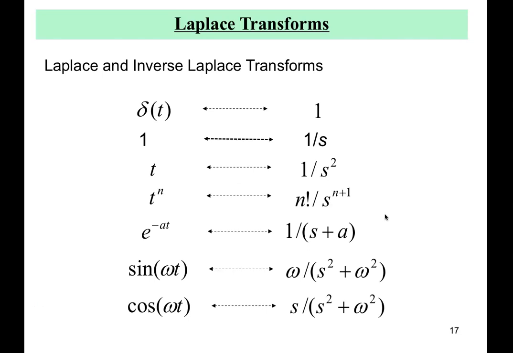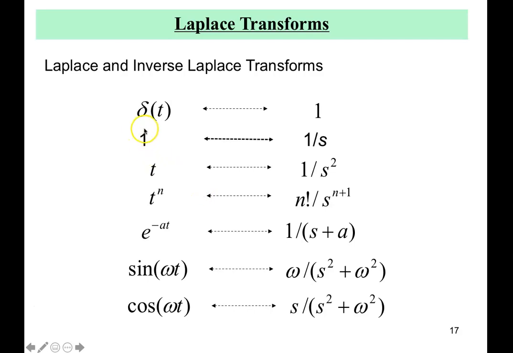Now, there are other things as well, which I've listed here, but I'm not going to go through them. The important thing is to remember these pairs. Delta corresponds to 1 in the frequency domain. 1 as a step signal corresponds to 1 over s. t corresponds to 1 over s squared, e to the minus at corresponds to 1 over s plus a, and so on. Of course, remember, we are dealing with linear systems.